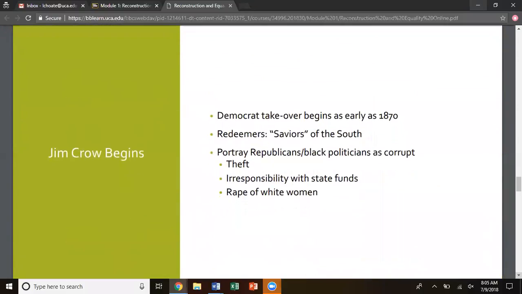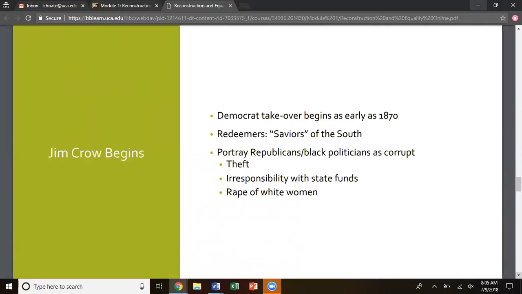And that's going to lead to the beginning of what we call the Jim Crow system in the South. Democrats will take over as early as 1870, and they will, as I mentioned before, call themselves the Redeemers, or the quote-unquote saviors of the South. They will begin to put out propaganda that portrays Republicans and Black politicians as corrupt, as thieves, as people who are irresponsible with state funds, and even as people who want to rape white women.